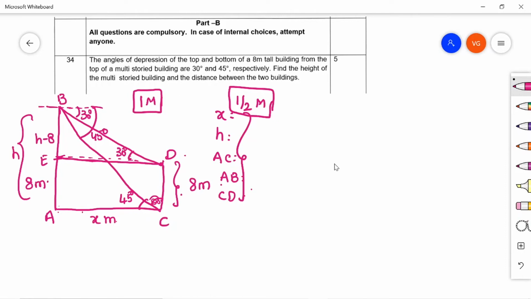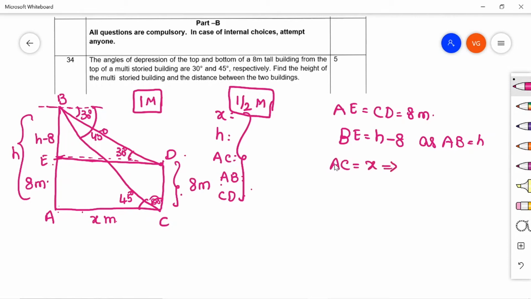So here, AE, I am taking this is E, no? AE is equal to CD is equal to 8 meter, right? So BE is equal to h minus 8, as AB is equal to h, we are assuming, right? So the distance AC is equal to x, so obviously ED is also equal to x. Now using alternate angles, if this is 30, then here the angle is also 30. If the given depression is 45, this is also 45.